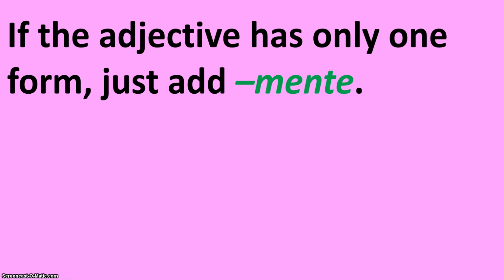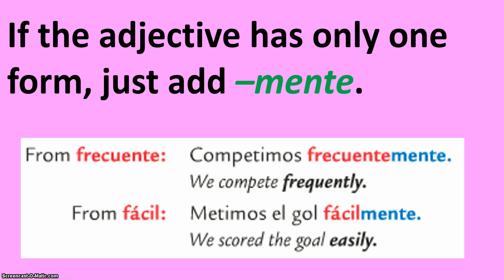Sometimes we do have adjectives in Spanish that only have one form. This is usually when an adjective ends in an E or a consonant. When this happens, you are just going to add mente directly onto that one form. So here are a couple of examples. I take the adjective frecuente, which ends in an E, and I'm going to add mente directly onto that, frecuentemente. Or fácil is another example. This is an adjective that ends in a consonant. I'm going to add mente directly on to fácil, and I get fácilmente.